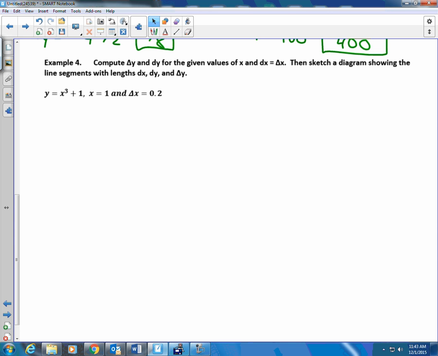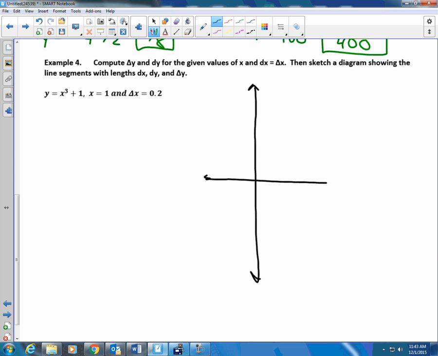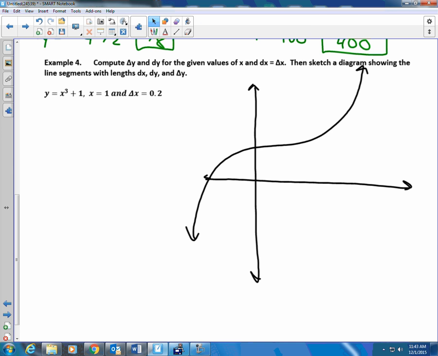Compute delta y and dy for the given values of x and dx equals delta x. Sketch a diagram showing line segments with lengths dx, dy, and delta y. You tell me, what does the graph of x to the third plus 1 look like? Yep, shifted up 1 unit. Let's draw it. I know this isn't a great graph of x to the third plus 1, but I have to try to make it work for the drawing. So where do we want to evaluate it? x equals 1.